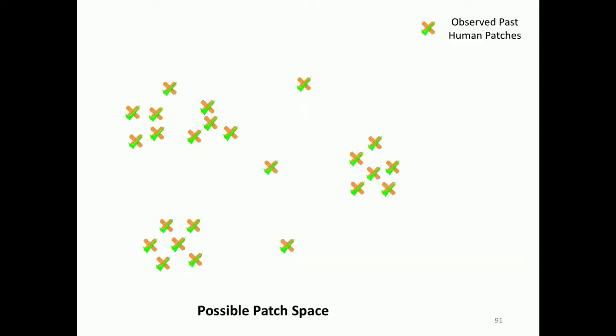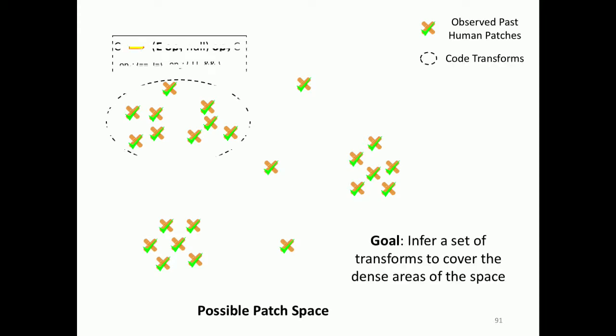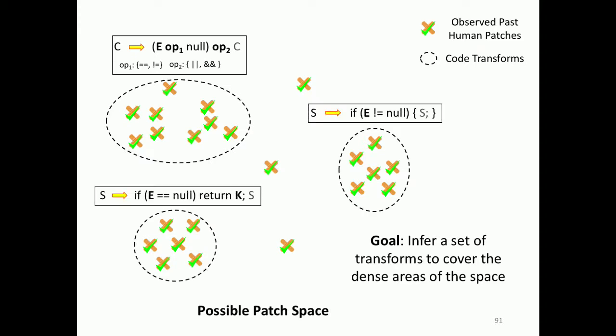So here's a more intuitive diagram that shows the idea. Suppose there is a space that contains all possible patches in the world. And of course, we will observe many past human patches. Those are the points that I show here. So the goal here is we want to infer a set of transforms from those past human patches to cover the dense area of the space. And then the hypothesis is if we focus the search on those areas, the patch generation system will be more useful. So now the key question is how we're going to do this, right?